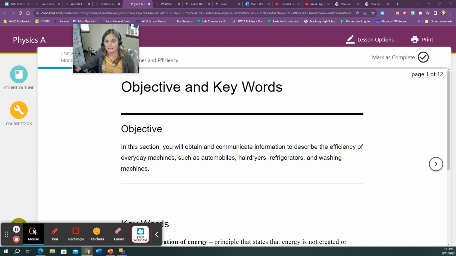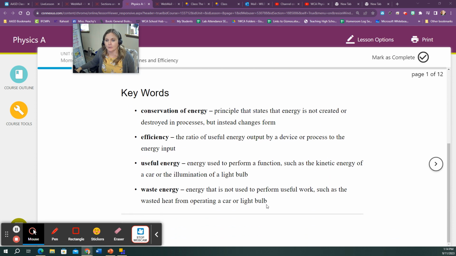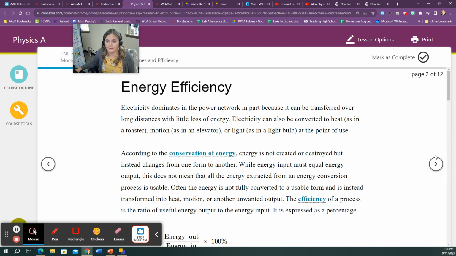We are looking at Unit 6, Lesson 6, which is on simple machines and efficiency. Some of this is going to seem pretty basic to you guys, but we do work, there's always a little bit more than you've already learned in the past in here. So our keywords are conservation of energy, that just keeps coming back again and again, doesn't it? Efficiency, useful energy, and waste energy, at least in the first part of the lesson.